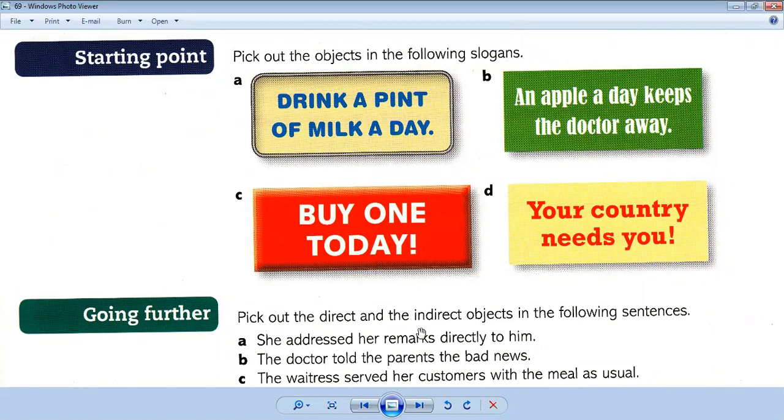B, the doctor told the parents the bad news. The doctor is the subject. Told is the main verb. Told who or told what? Told who is told the parents. So the parents is the direct object. Told them what? The bad news. So the bad news is the indirect object.